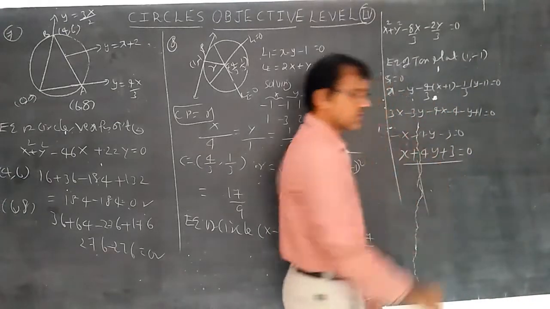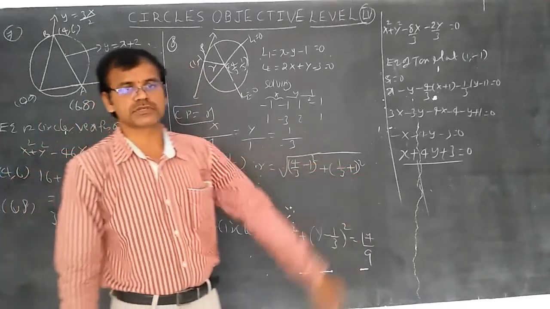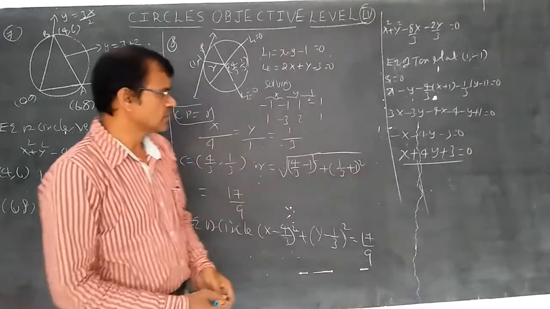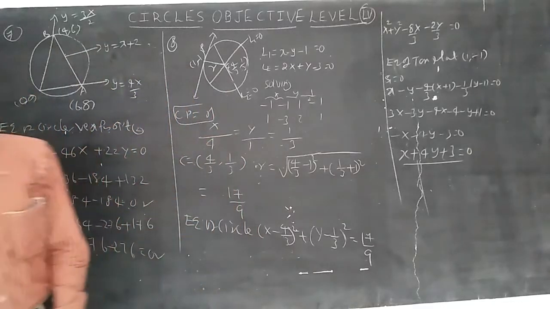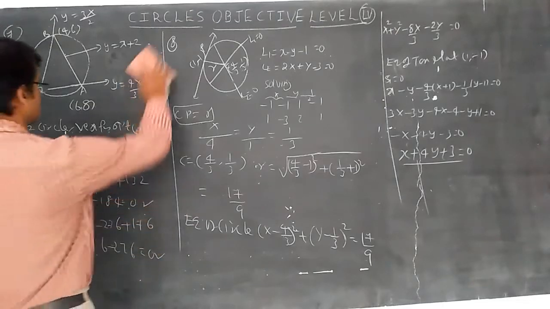A shortcut is there: if we put 1 comma minus 1 in the options, maybe 2 options or 3 options will satisfy it, then you should do this method only. Now let us discuss the 9th question.